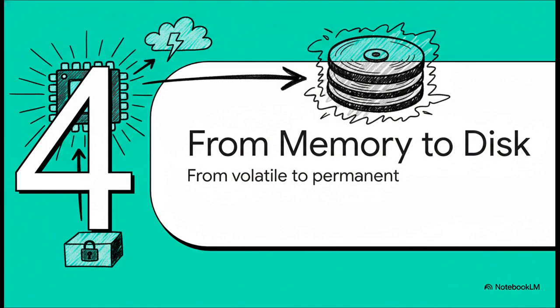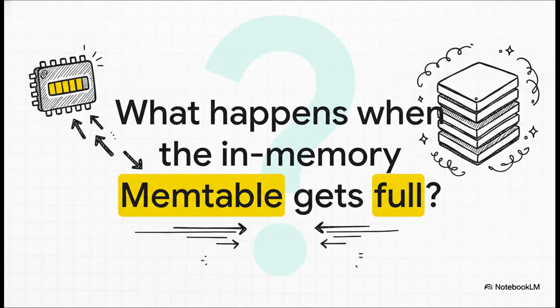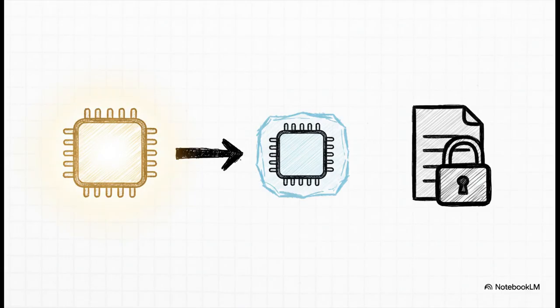So what happens then? I mean, really, what does happen when that super fast memtable in memory gets full? You can't just keep stuffing data in there forever. The system has to have a way to get this data onto more permanent storage, all without slowing down on the new writes that are still pouring in. And the solution is just beautiful.